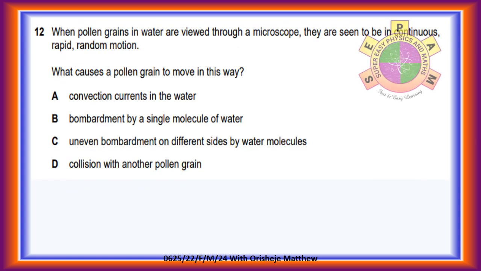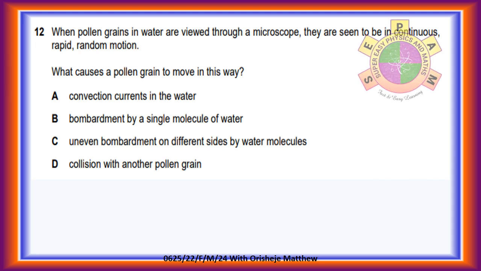Question 12. When pollen grains in water are viewed through a microscope, they are seen to be in continuous, rapid, random motion. What causes a pollen grain to move in this way? Option A, convection currents in the water. Option B, bombardment by a single molecule of water. Option C, uneven bombardment on different sides by water molecules. Option D, collision with another pollen grain.